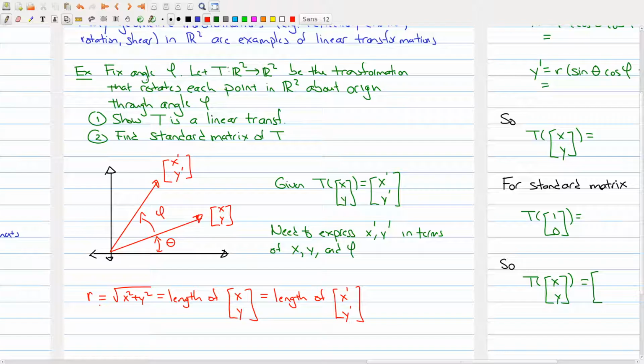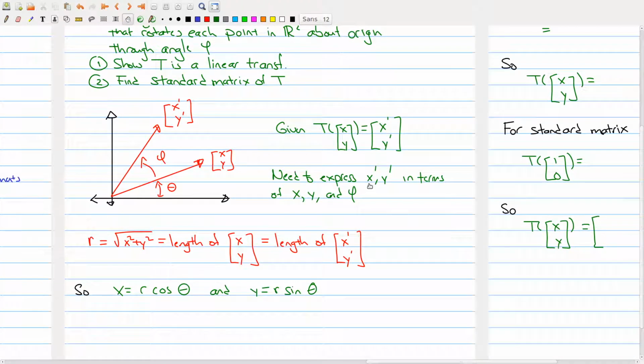And now using some trig, we can actually express x and y in terms of this length and this angle theta. So let me write that out. We have that x is equal to r cos theta, and y is equal to r sine theta. So that gives us a different way of expressing the x and the y.